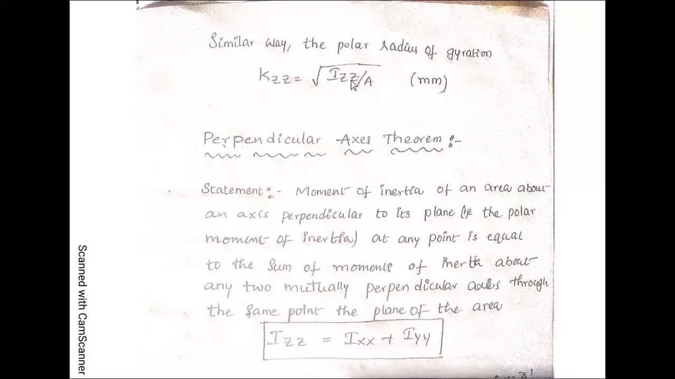Similarly, the radius of gyration of the object about the z-axis is also called the polar radius of gyration. So kzz is equal to square root of Izz divided by A. In this case, we have to locate our object or area perpendicular to the xy plane, exactly at a distance of kzz.